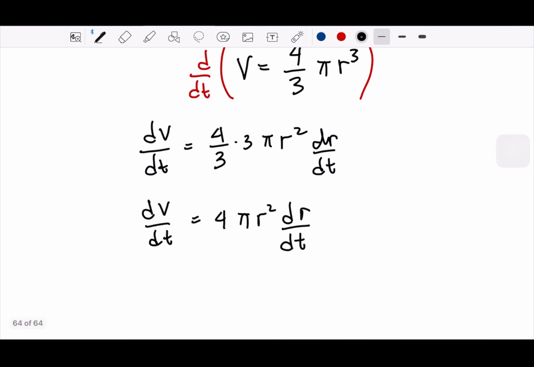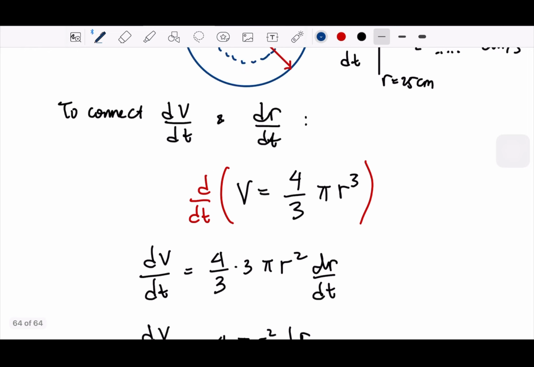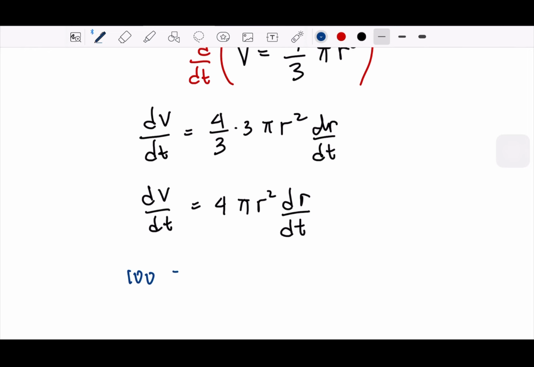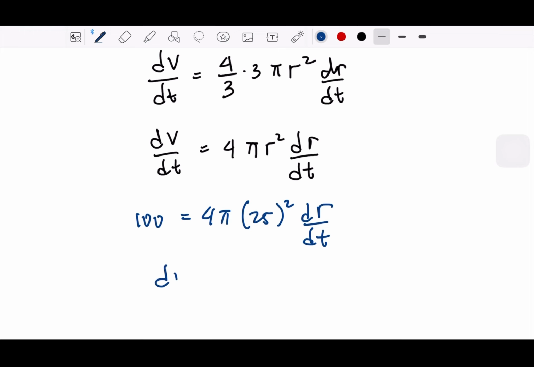And then we can take all the information inside. This is 100. This is 4 pi. R is 25. And dr over dt, so we could have the dr over dt. This will be 25 and 25 will be there. And then we have, this is 1 over 25 pi centimeter per second.